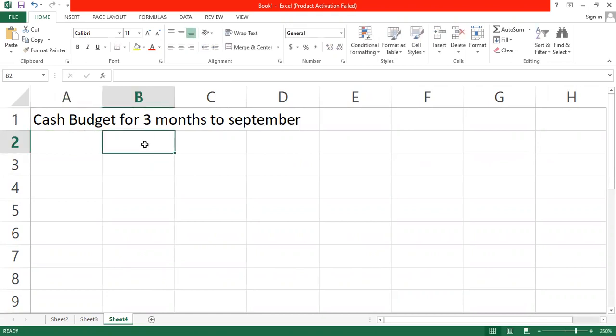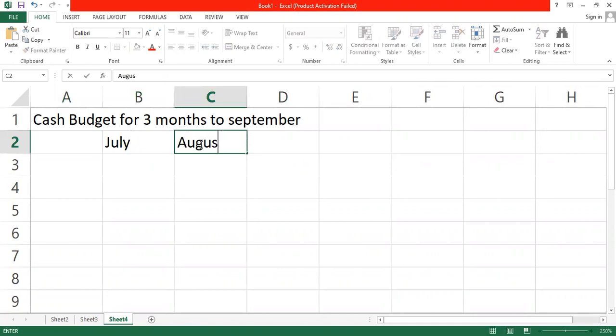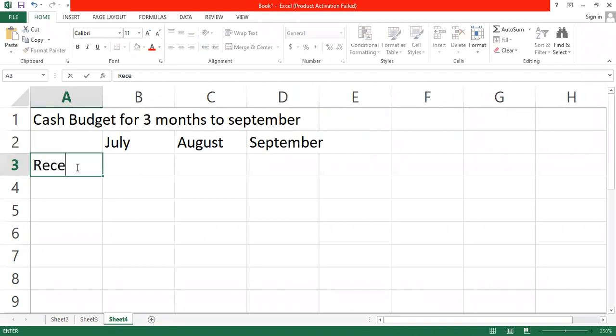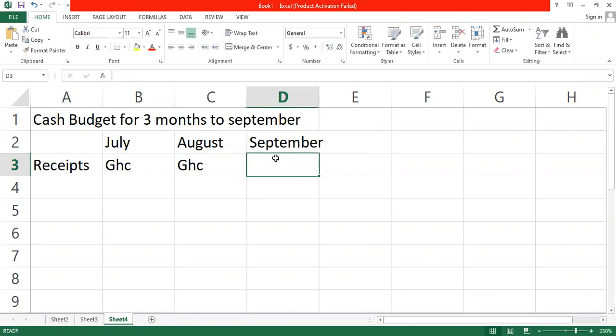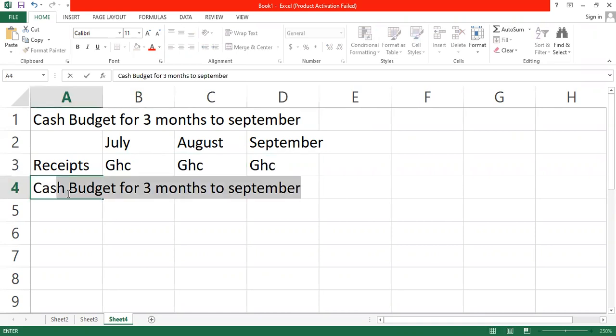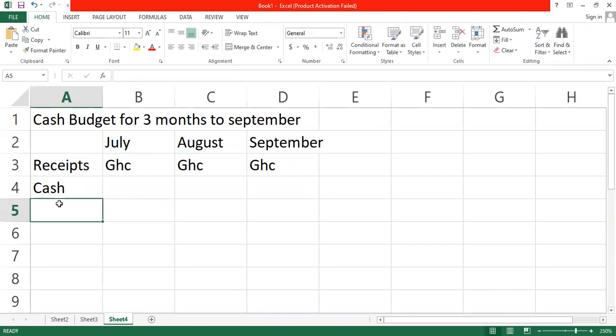So we have July, August, September. So we have receipts. We have the currency sign. So for the receipts, we are going to have cash. I also have debtors.